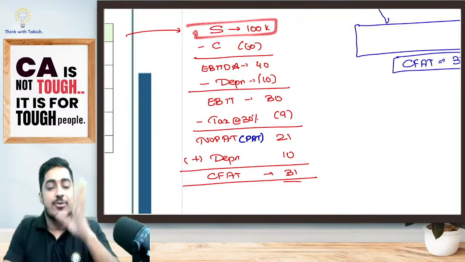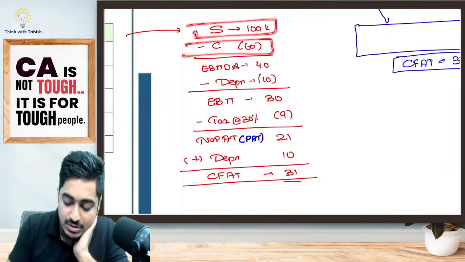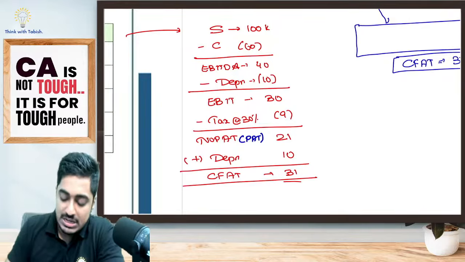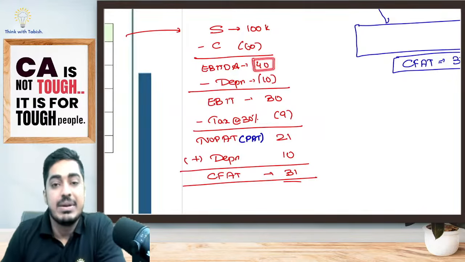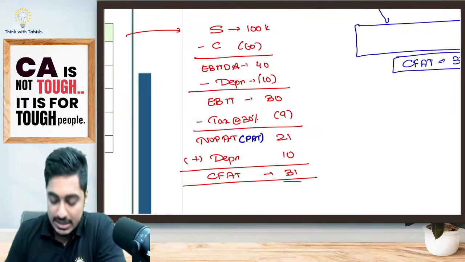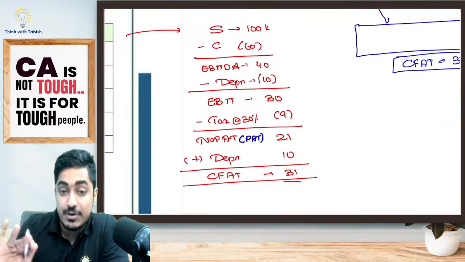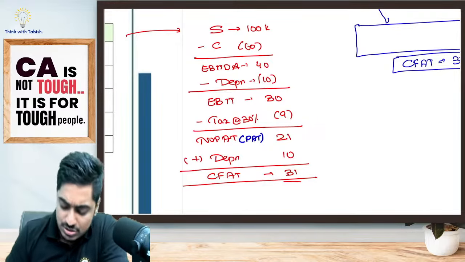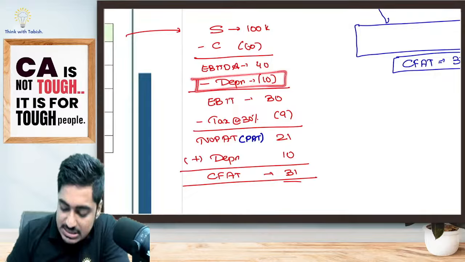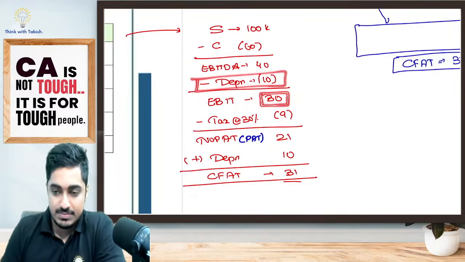But to get this, I would have incurred some cost, so I will reduce the cost. Imagine 60,000 is my cost. I reduce that, so I get my EBITDA, 40,000. From that, I have to pay depreciation also, so I will reduce the depreciation. I am left with earnings before interest and tax, which is 30,000.